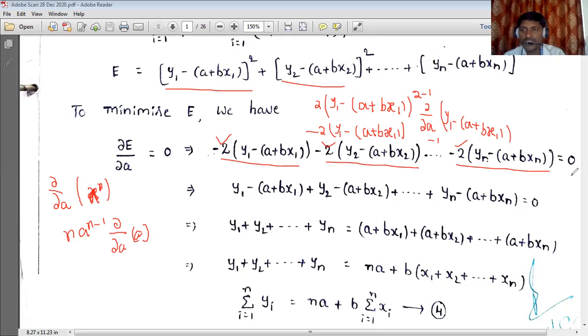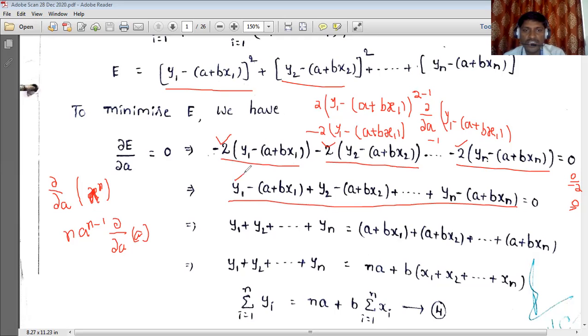When it goes to the right side, we get 0 by minus 2, and 0 by anything is nothing but 0. So whatever remains is y1 minus of a plus bx1, y2 minus of a plus bx2, and so on up to yn minus of a plus bxn. That's why we wrote it like this. In the entire expression minus 2 was common, we took it out and sent it to the right hand side, where multiplication becomes division. So 0 by anything is 0. Now we need to simplify this.